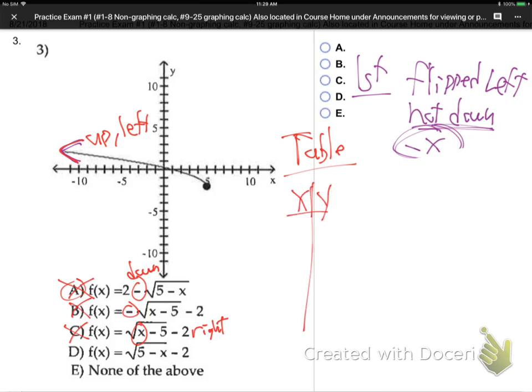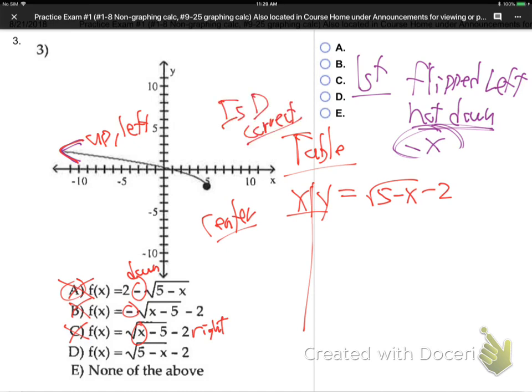let's test with a table. So how would we find the center? I'm going to basically test if D is right. So let me write up here the D answer and see if it's right. So I'm saying, is D correct? Because it looks a little disturbing with the right-left thing. So how do I test? I'm going to make a table. If D was really right, what would the center be?